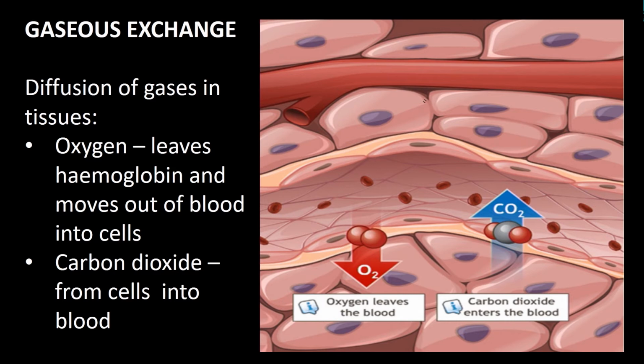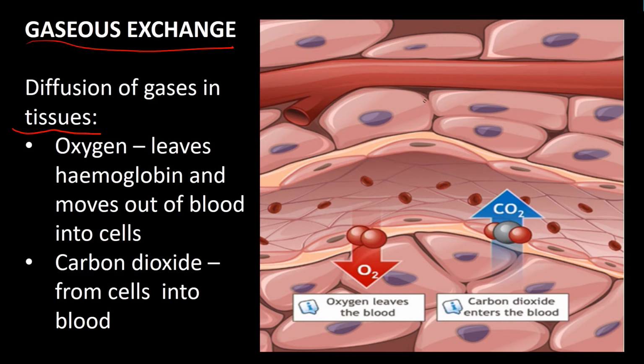So now we get to the tissues where gaseous exchange occurs again. There's 2 points where gaseous exchange occurs: when it goes from the air into the blood in the lungs, and in the tissues when it goes from the blood, and you can see here the arrow is showing the oxygen leaving the blood vessel and entering these things, which are the cells in your body.